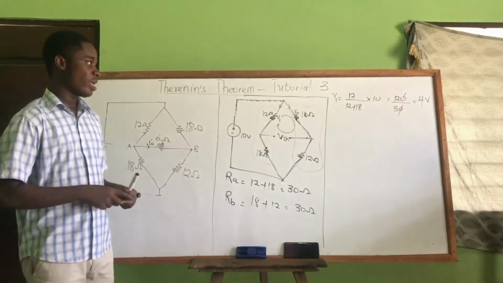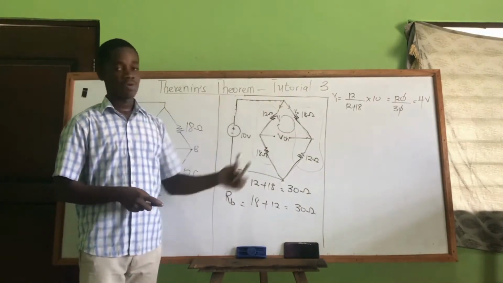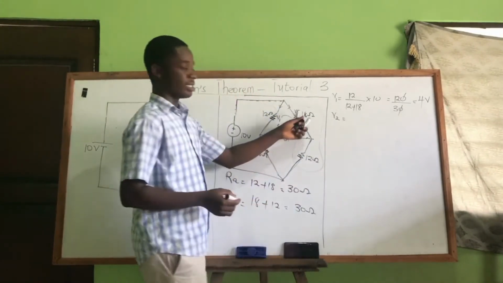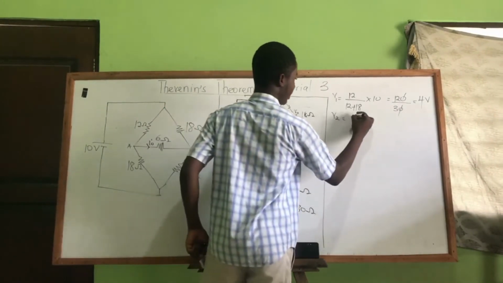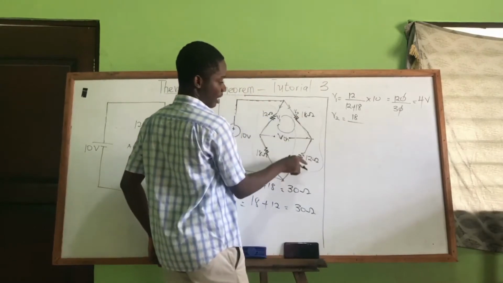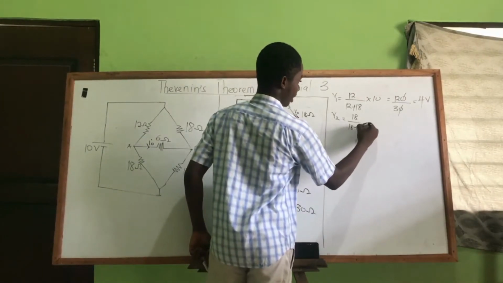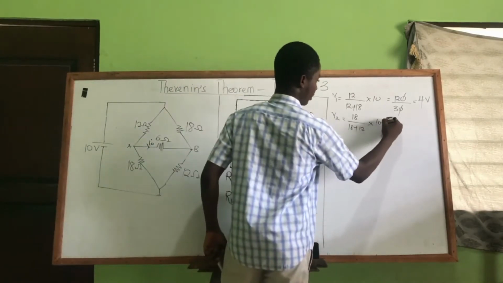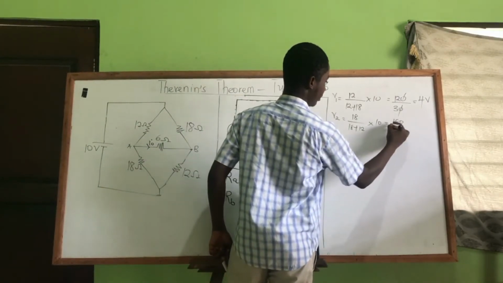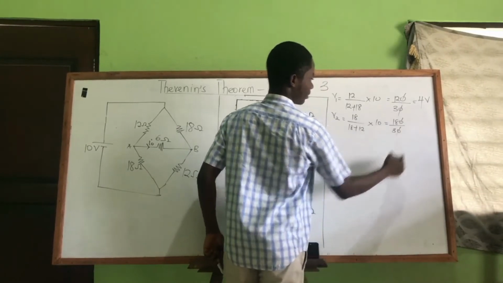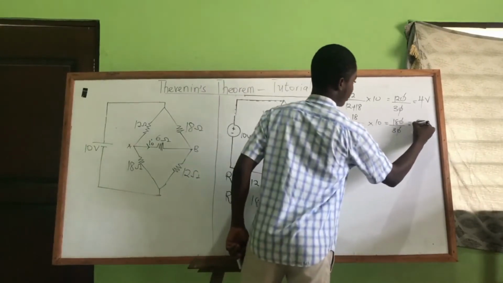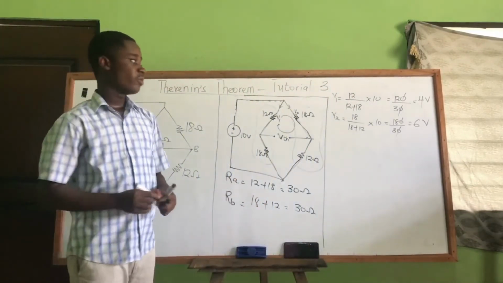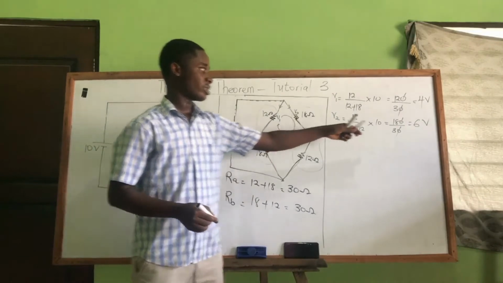Now we are interested in also calculating V2. We know that V2, the voltage across this 18, is 18 over 18 plus 12 times the voltage across this, which is also 10. So I have 180 over 30. So here we have 6 volts. The voltage across this 18 ohms is 6 volts.